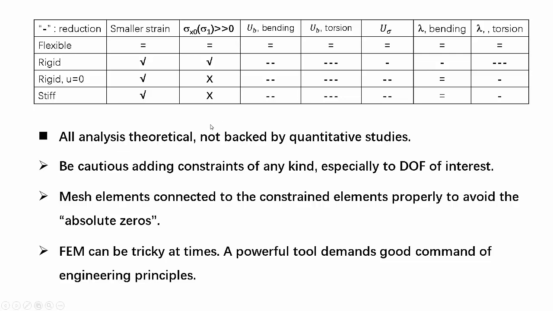First, caution needs to be taken when adding constraints of any kind to a structure, especially to degrees of freedom of interest. The math behind the analysis should be studied and understood. Now, second, the elements that have common laws with the constraint elements should be matched properly. Such as in this example, if the walls are matched properly, they should be less affected by the absolute zero generated by the rigid diaphragm constraint.